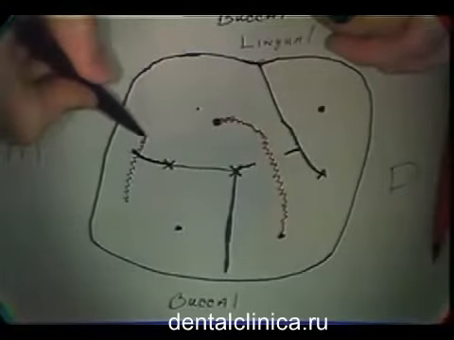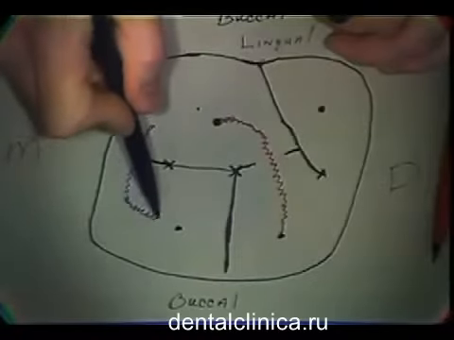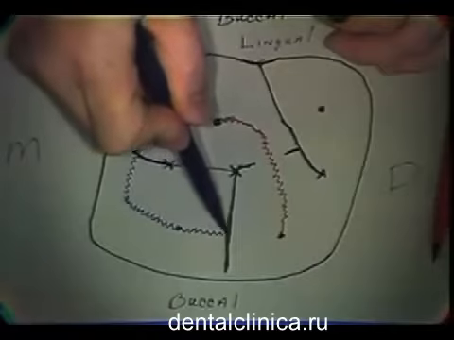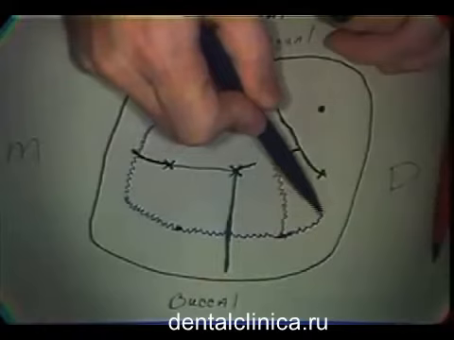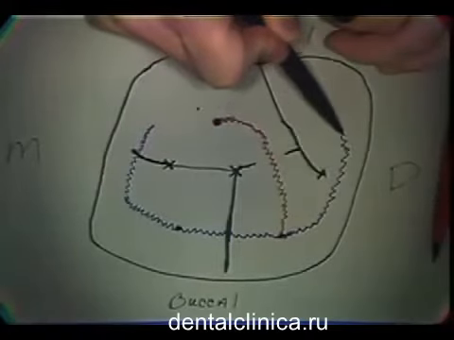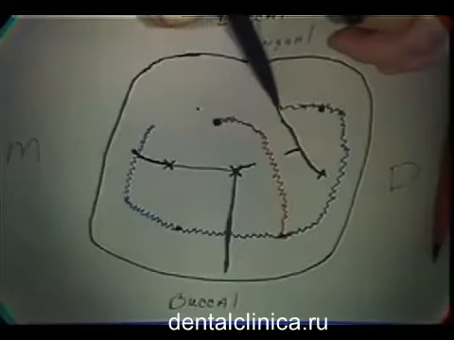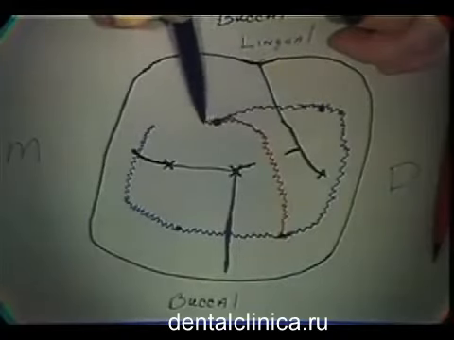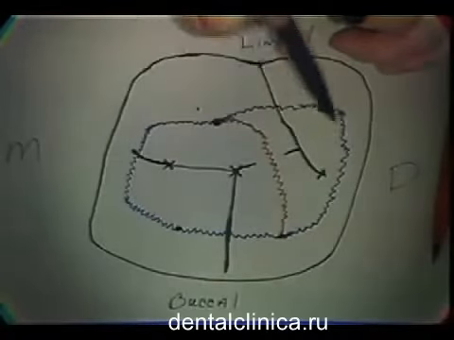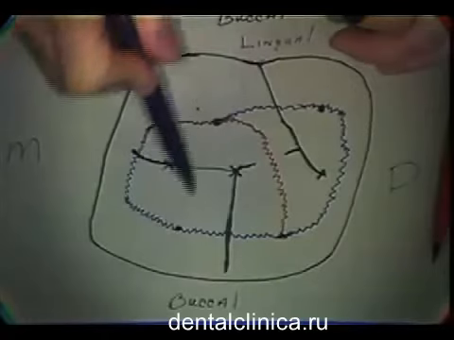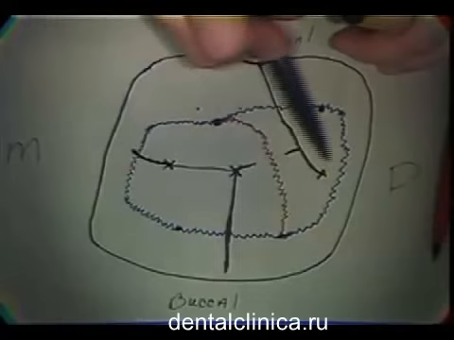mesial marginal ridge, our mesial buccal cusp ridge, distal buccal cusp ridge, distal marginal ridge, distal lingual cusp ridge, mesial lingual cusp ridge, and this gives us our occlusal table. Basically the area in between our cusp ridges and marginal ridges will be the occlusal table of the tooth.